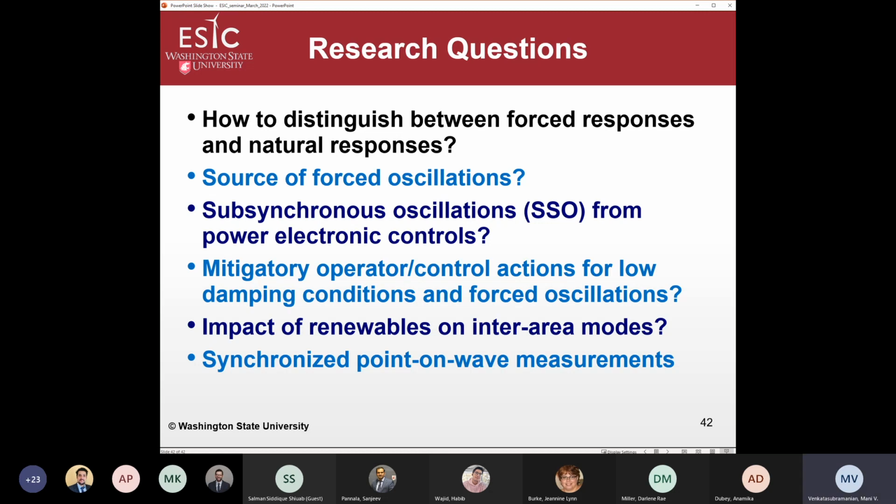And then again, on forced oscillations, how do we know that a problem we are seeing is caused by a natural response or a forced response? And then if it is forced, where is it coming from? And in either case, how do I take some control actions to improve the damping or to make the forced oscillations go away? So we have lots of open questions. And in fact, some of the seminar speakers in the near future may also be talking about these.